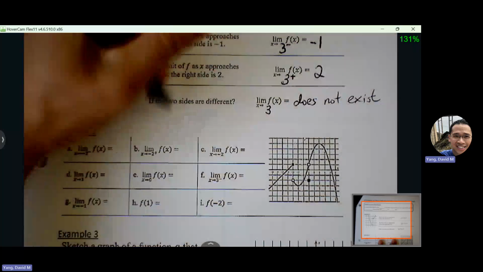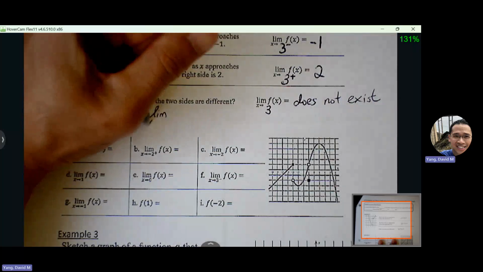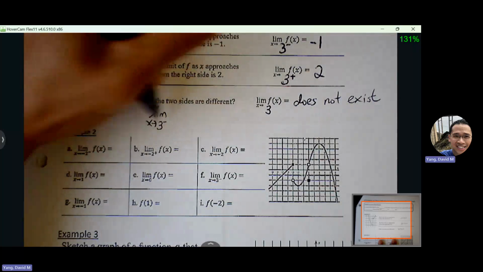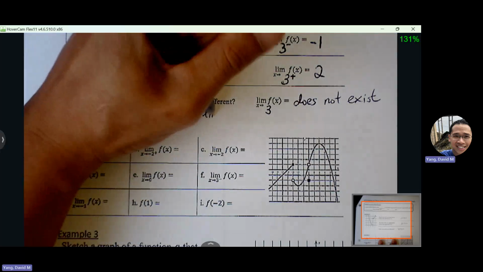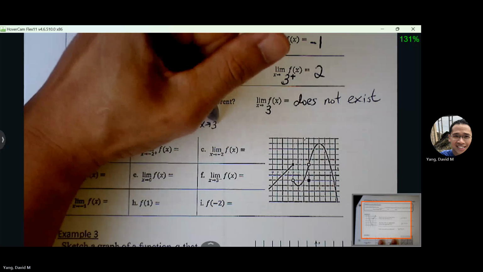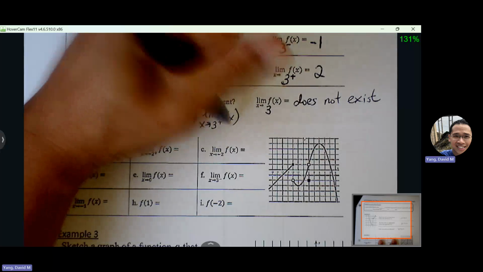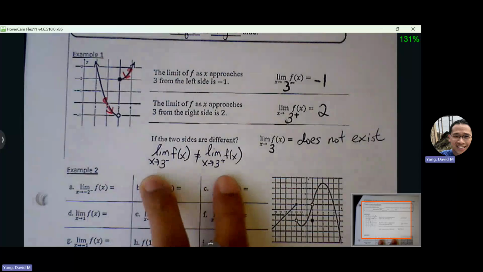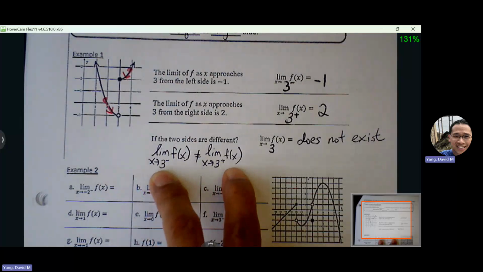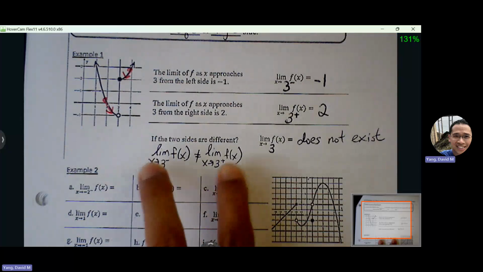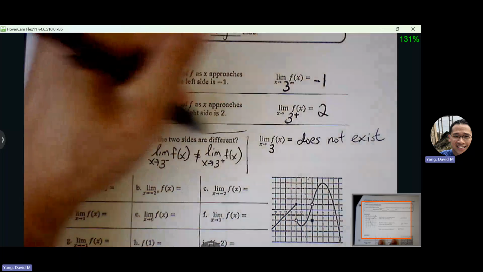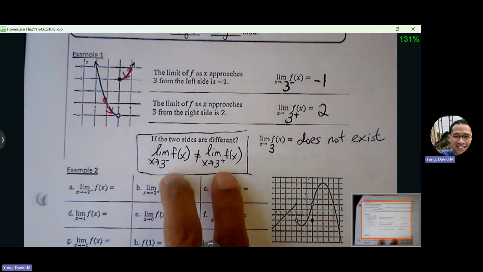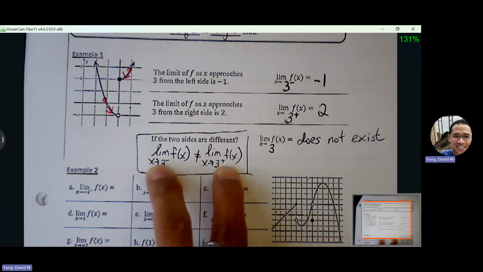And the way that we would write this is we would say the limit as x approaches 3 from the left side of 3 of f of x does not equal the limit as x approaches 3 from the right side of 3 of f of x. So this is going to be the formal way of indicating that the limit does not exist because the one-sided limits are not in agreement. This is the way that we need to be able to write it out formally to indicate that the limit doesn't exist. And this is the way that I need to see you write it.